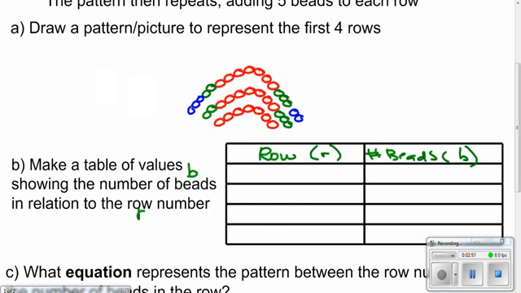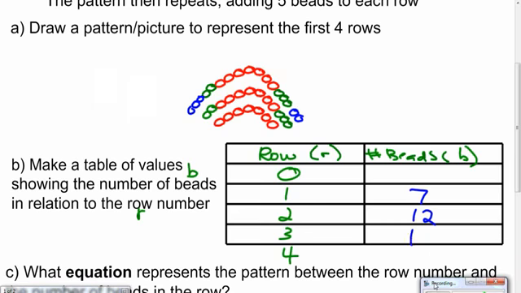So we have row, let's go row 0, 1, 2, 3, and then 4. Row 1 had 7. We added 5 more, so there are 12. And then we added 5 more, 17. And if you added 5 more again, you should get 22. So hopefully you notice a pattern in those numbers.